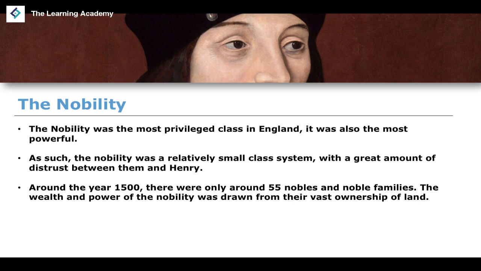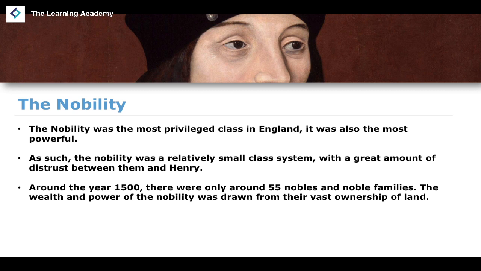And B, he wanted to make sure the nobility were as weak as he could possibly make them, which is one of the reasons why we see things like acts of attainder and bonds and recognizances being issued to members of the nobility. Around the year 1500, slightly more than halfway through the reign of Henry VII, there were only around 55 noble families. So you can see how privileged this social class was. The wealth and power of the nobility was ultimately drawn from the fact that they owned so much land. They had a vast amount of land ownership, and they could therefore charge rent and other things like this on that land.